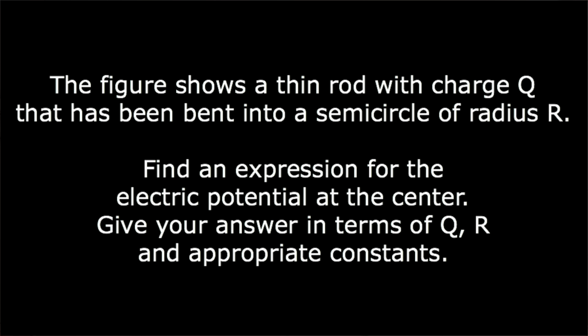Before we begin, let's read through the question. The figure shows a thin rod with charge Q that has been bent into a semicircle of radius r. Find an expression for the electric potential at the center. Give your answer in terms of Q, R, and appropriate constants.